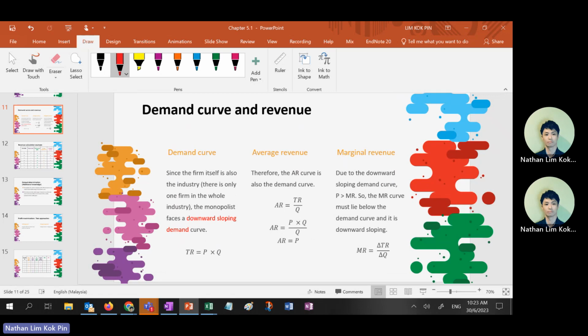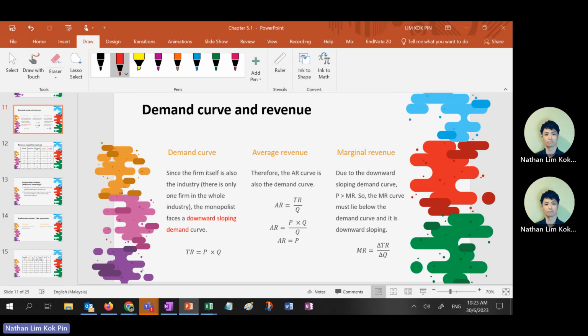Demand curve, average revenue, marginal revenue. This time, please write down for monopoly, AR is not equal to MR. There are two separate curves, but AR is still equal to P and D. Right? AR is no longer equal to MR because now the price is no longer the same. They can set whatever price they like. So the MR will be downsloping. The AR will also be downsloping.